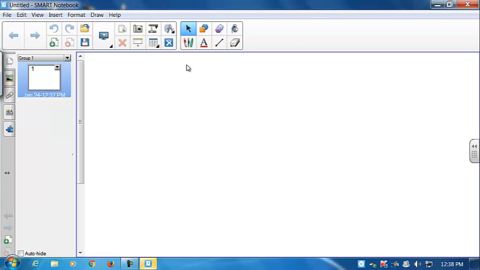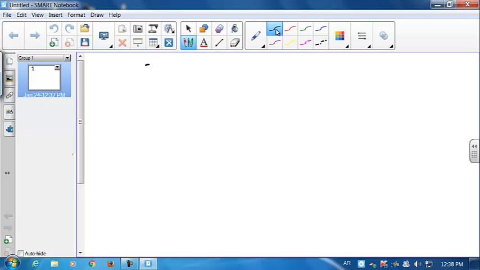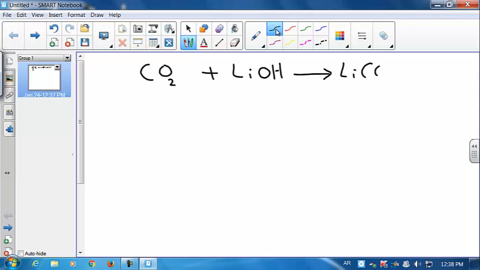For example, if you have this reaction: carbon dioxide plus lithium hydroxide. Carbon dioxide reacts with lithium hydroxide to give lithium carbonate, Li2CO3, because carbonate is divalent, and water. So this is the equation: carbon dioxide reacts with lithium hydroxide to give lithium carbonate and water as products.